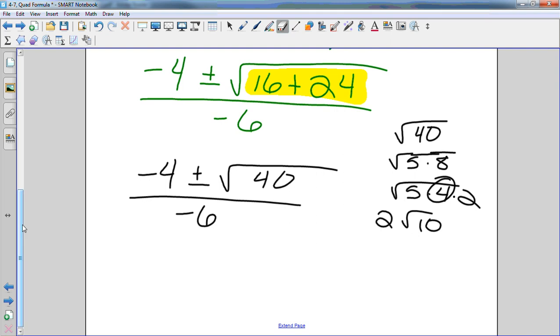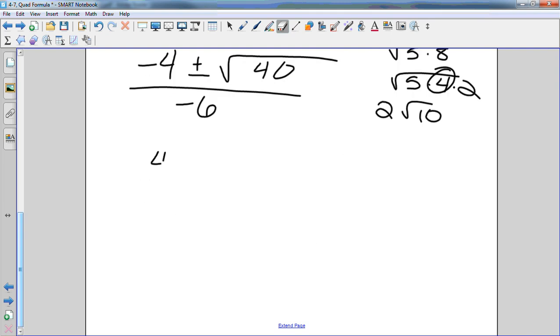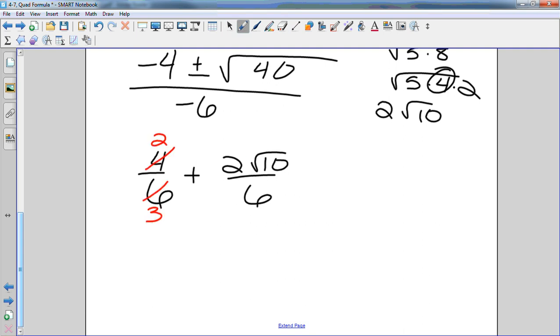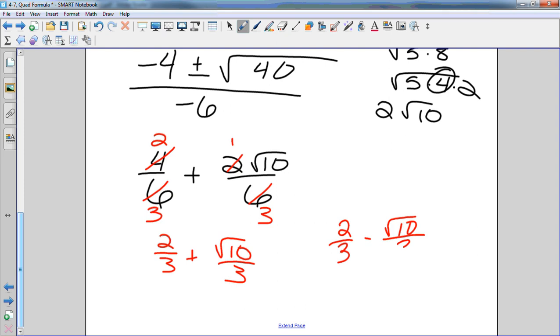And then when I distribute my negative 6, I have negative 4 plus or minus 2 square roots of 10 over negative 6. Now, I could leave it like that, but you can simplify that. 2 sixths is what? 1/3. And 4 sixths is what? So I have 2/3 plus square root of 10 over 3. And then I have to do it the other way. I have 2/3 minus square root of 10 over 3. There's my 2 answers. X-intercepts.